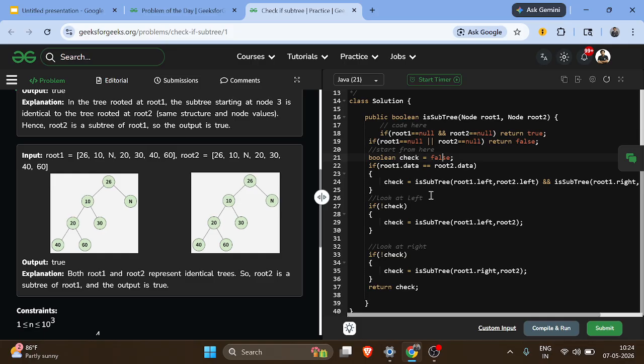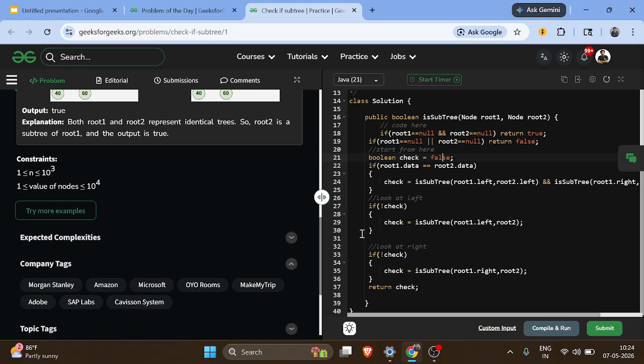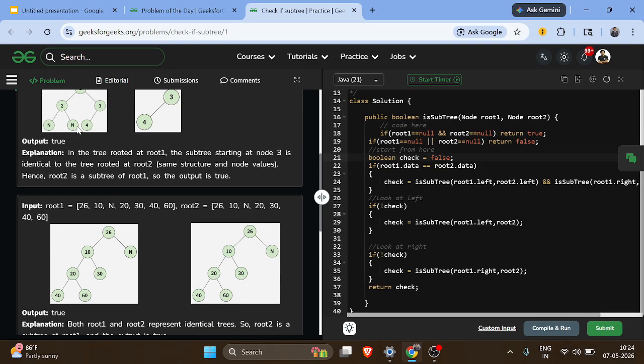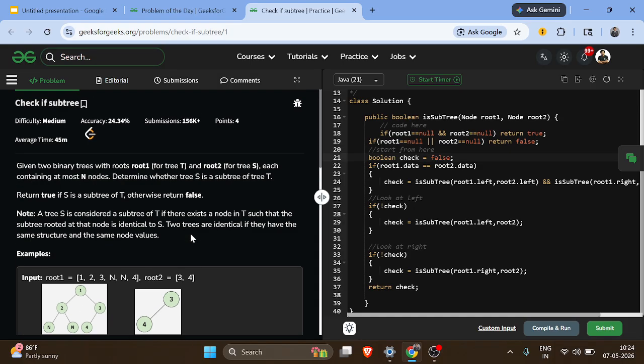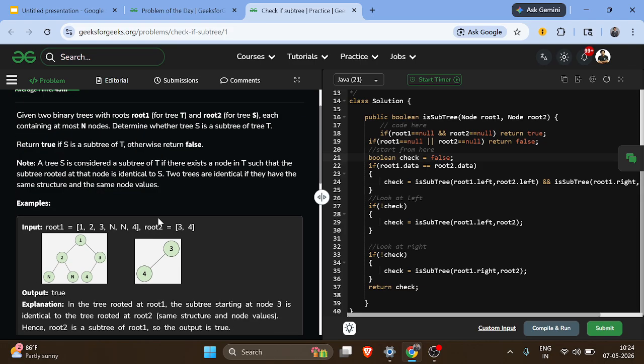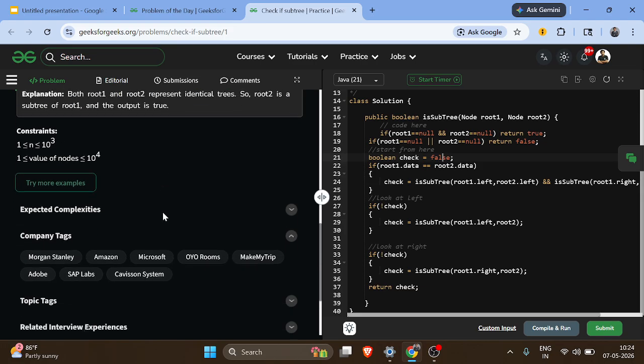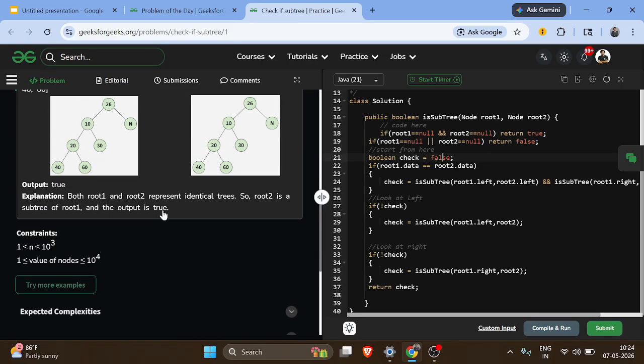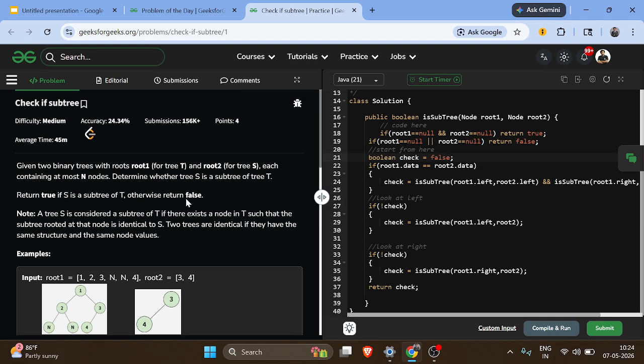If check is equal to is subtree, as I have said, I have just coded it here. Two cases are written here. So that is the question for today. This is today's question. I hope this is clear.